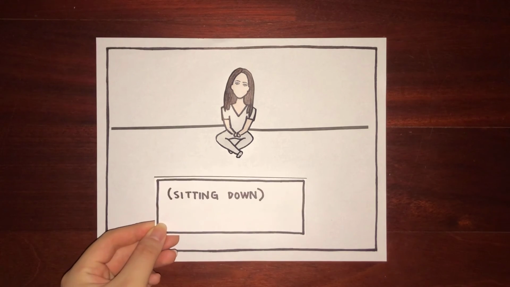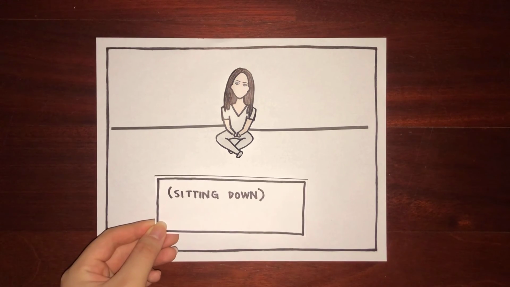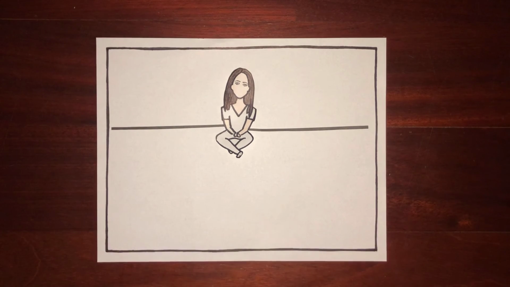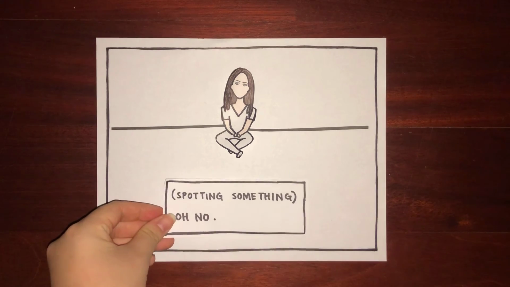When this decision is made, Allie sits down in the hallway. Player clicks the box. However, after a few seconds, Allie turns to the side and spots something.